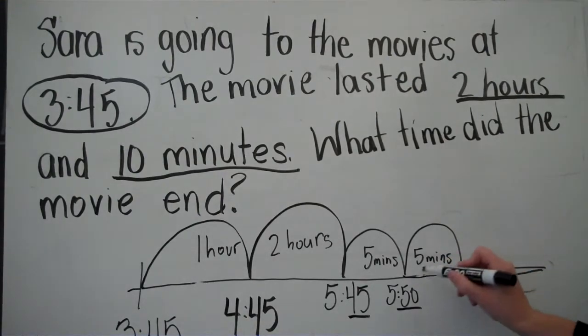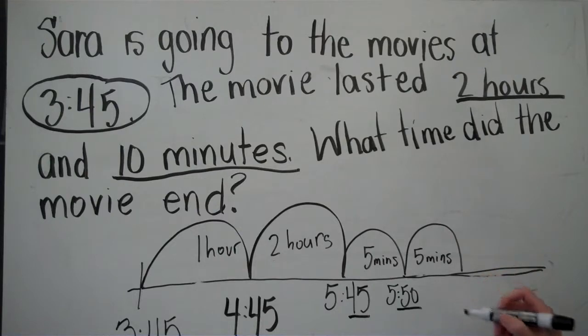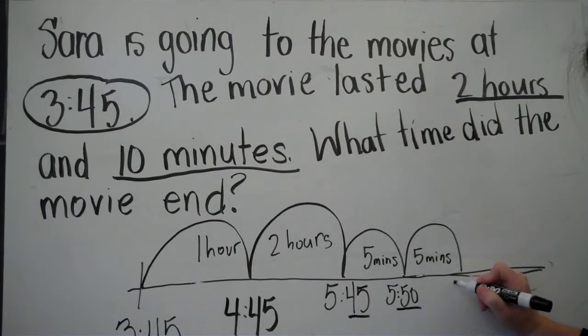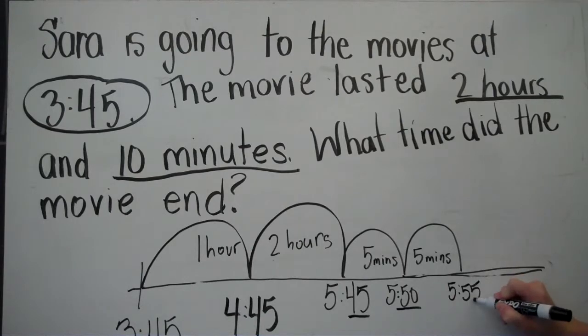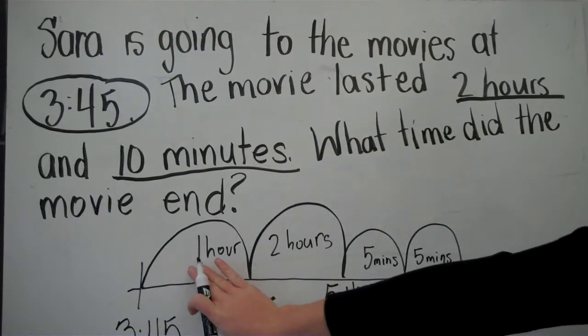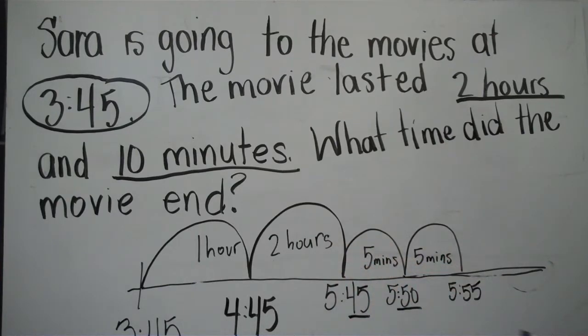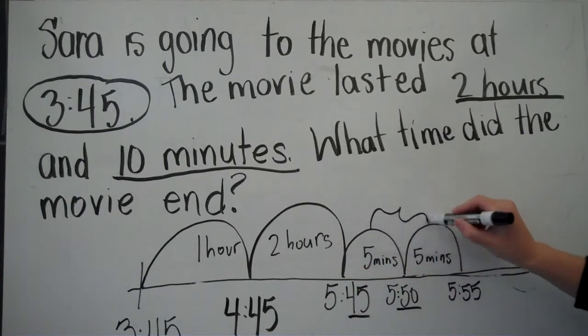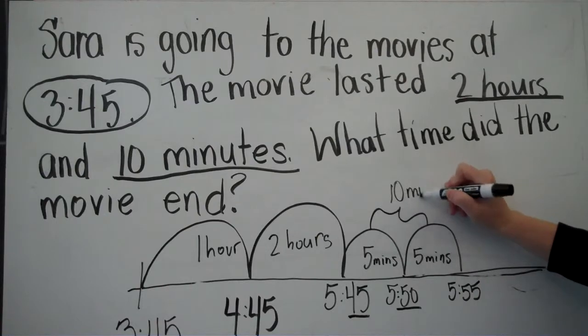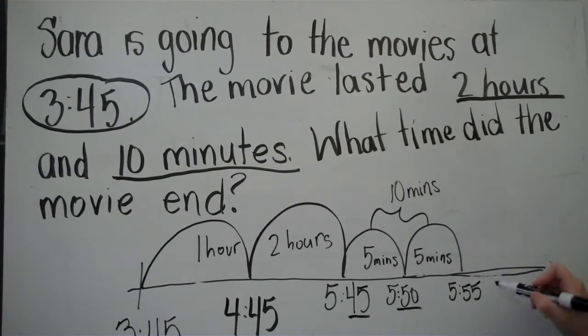And then I need to go another 5 minutes. So 5 minutes after that is 5:55. So I've gone 1, 2 hours. 5 plus 5 gives me 10 minutes. Okay? And my end time is 5:55.